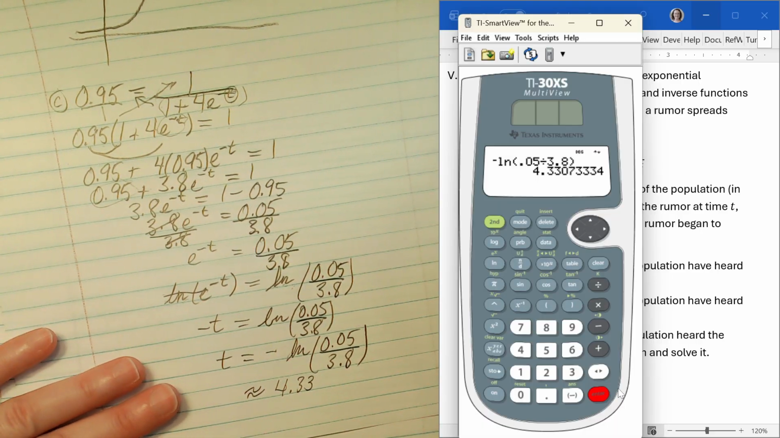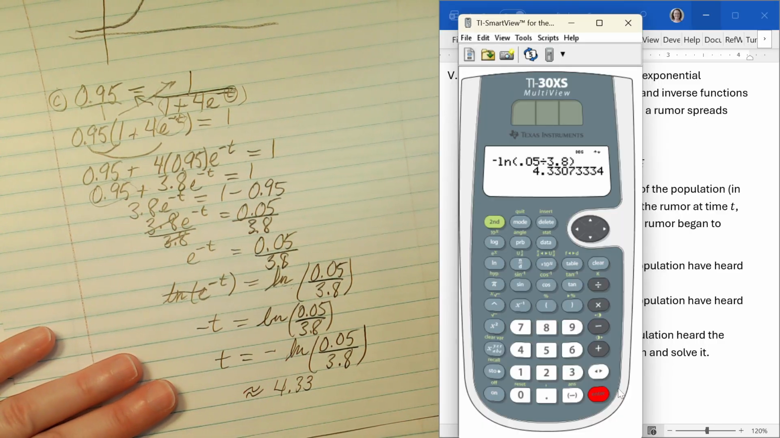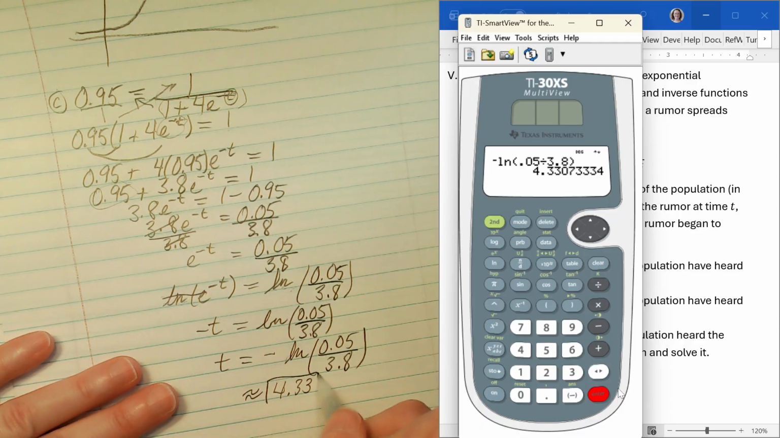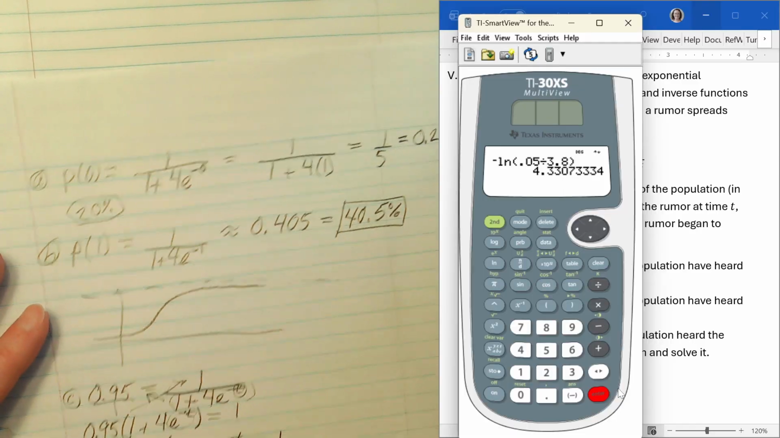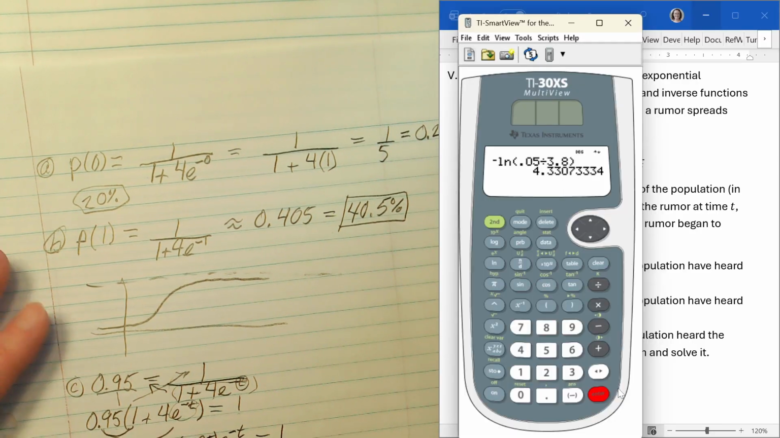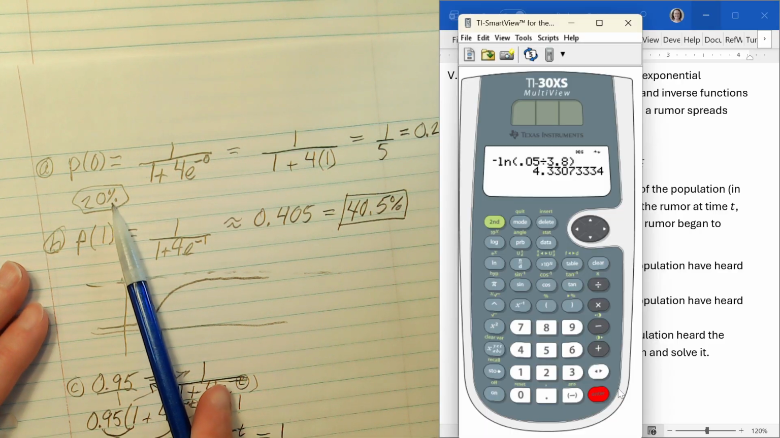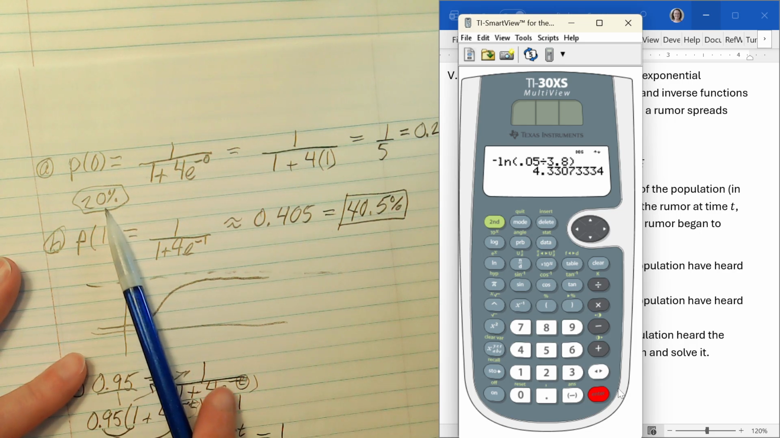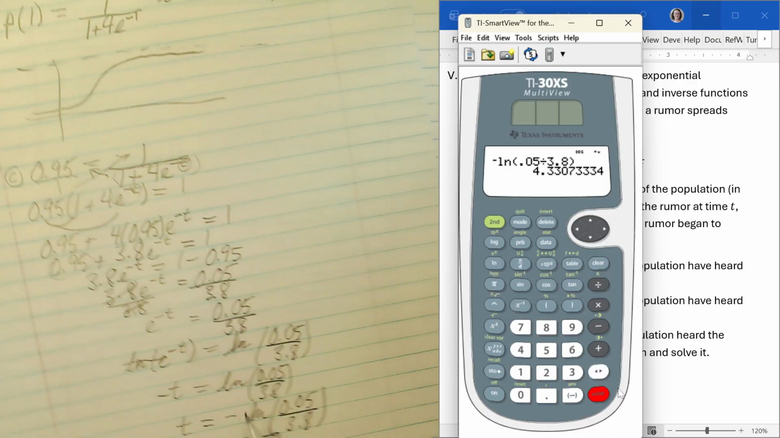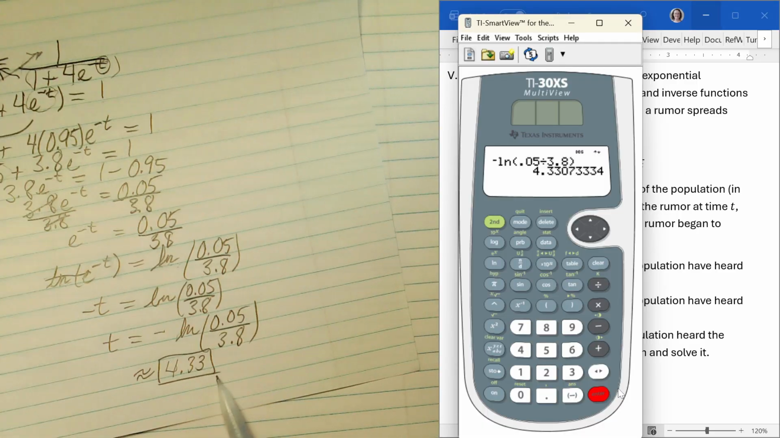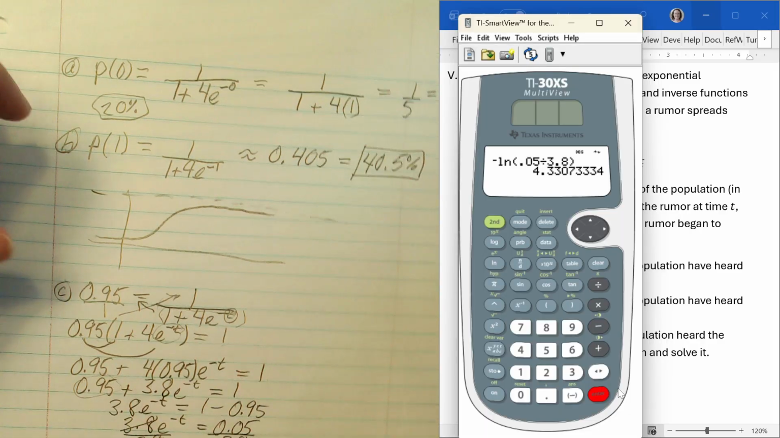Okay, so remember this is supposed to be a time, so this is days, 4.33 days. I went ahead and boxed it, but you should check this answer. It does kind of make sense though, because at time 0, 20% of people heard the rumor at first. By the next day, 40% of people knew it. So 4 days later, I mean, that was pretty fast, right? So 4 days later, 95% of people, yeah, sounds okay to me.